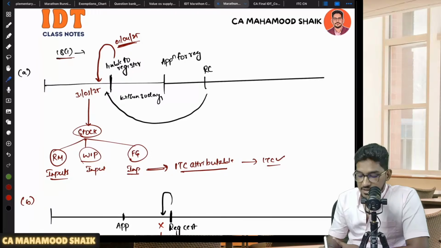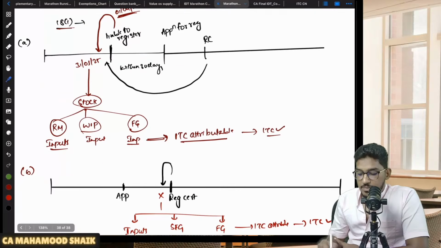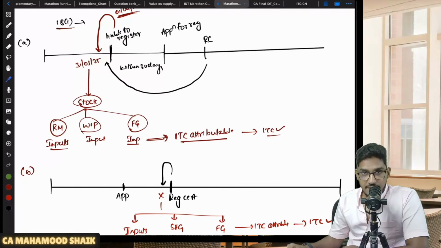In that case, 1 day before you become liable for registration, you will be able to take ITC of inputs which are in the form of stock, inputs which are in your semi-finished goods, inputs which are in your finished goods. That ITC you can avail.